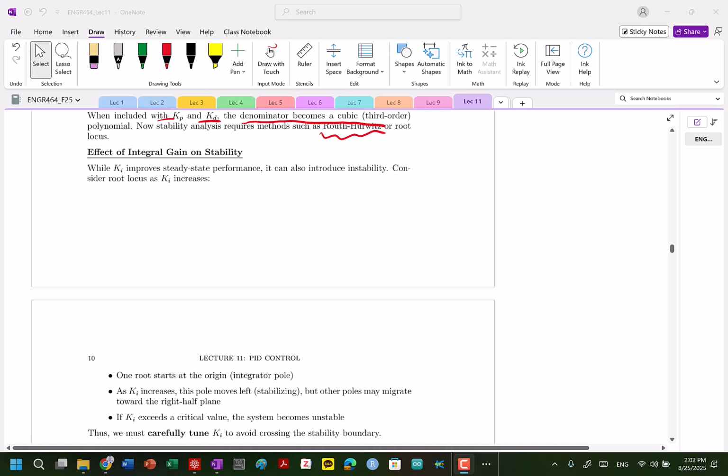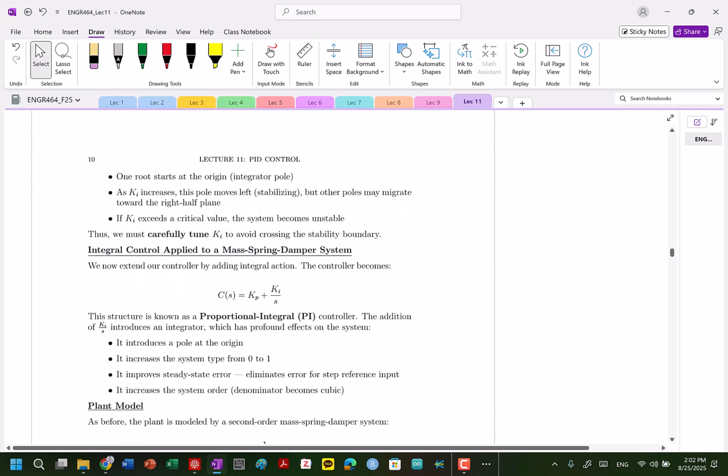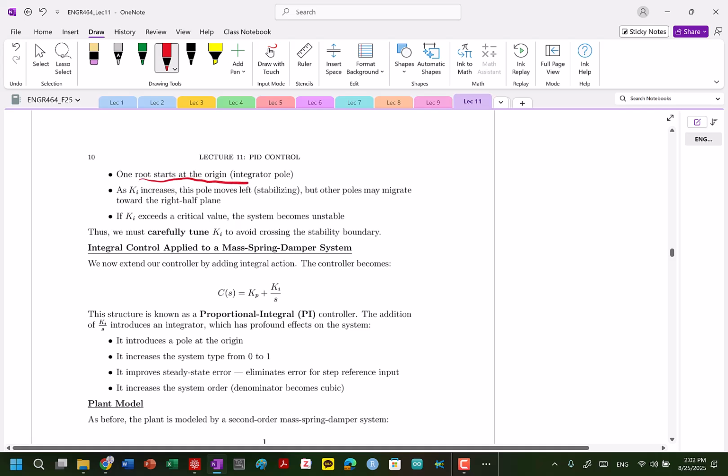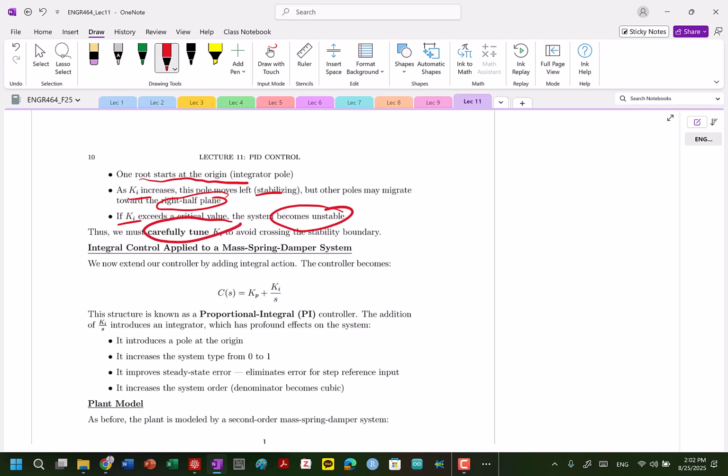So how can we look at this effective integral gain on stability? One of the roots is going to start at the origin. As you increase Ki, that pole is going to move left and it stabilizes the system. Other poles, though, can migrate towards the right half plane, so we have to be careful. If your Ki exceeds a critical value, we can actually create an unstable system. So we have to carefully tune that integral control.